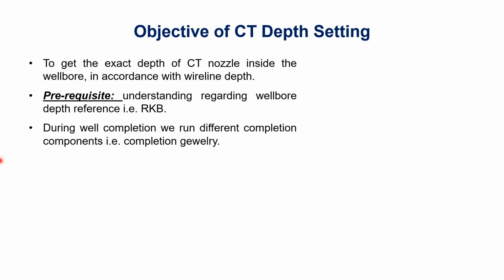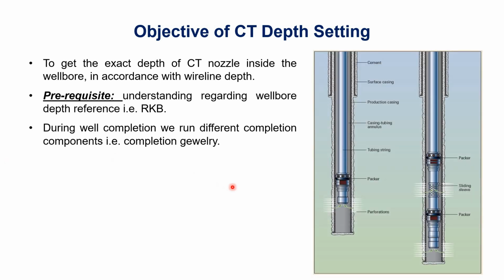During well completion, we run different completion components, that is completion jewelry. As we can see in this diagram, here we have two wells and we have run in different completion components like tubing string, packer, sliding sleeve, etc.